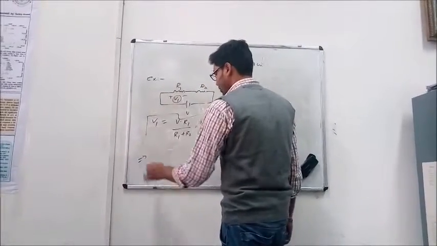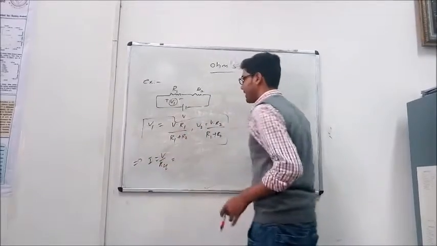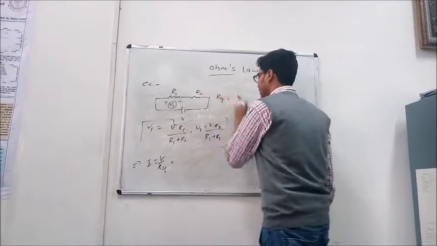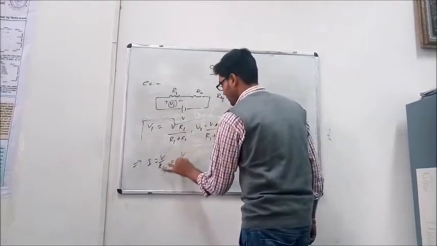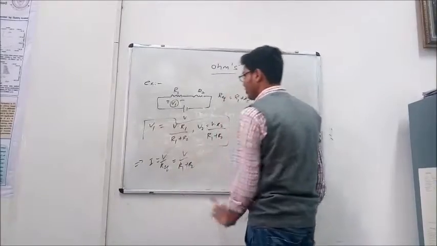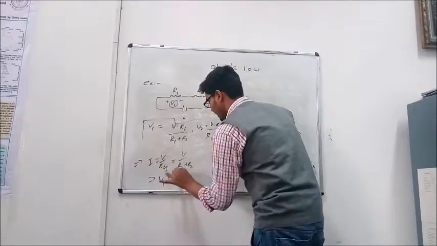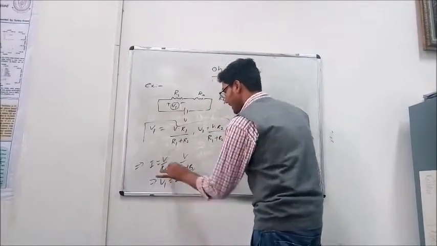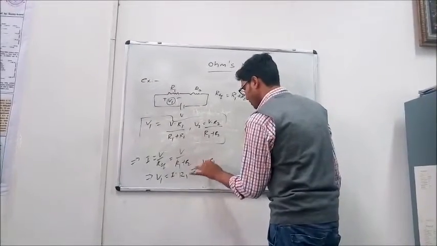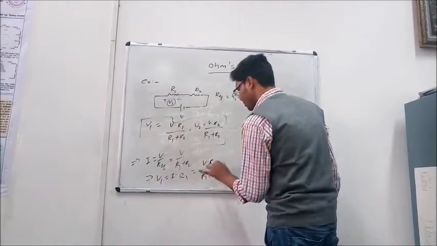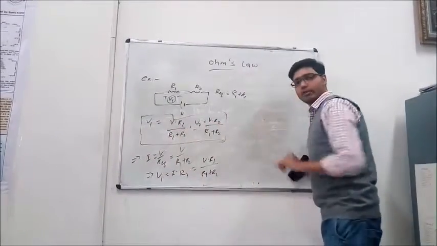How has it come? Because we can get I as V upon R equivalent, which we have calculated already. Here R equivalent will be R1 plus R2. So I is V upon R1 plus R2, and we have to calculate V1. So V1 equals I into R1, and I is V upon R1 plus R2. So we can replace it: V into R1 upon R1 plus R2, which I have already written here. And in the similar way we will be able to get V2.